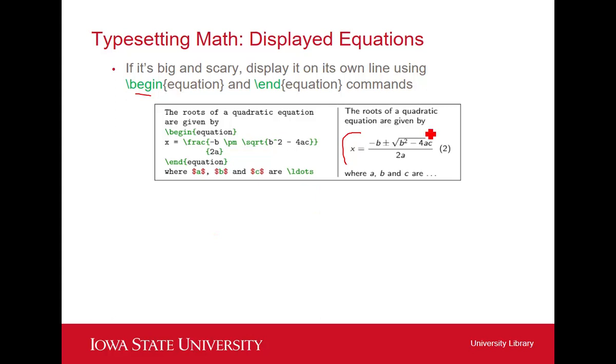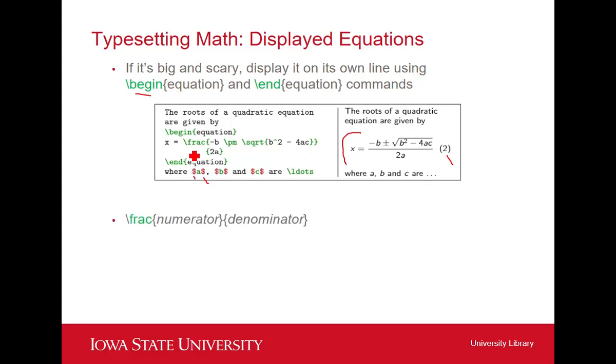Okay, and you'll see that sets it off, puts it on its new line, and gives it a number here, right? So there presumably was a formula above this somewhere in my document. But then you'll see I also chose to use the $ notation here to get A, B, and C to show up.